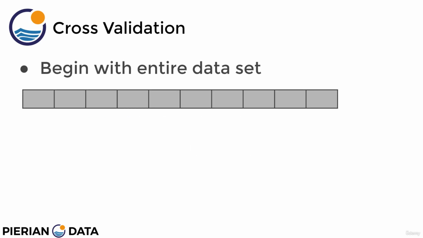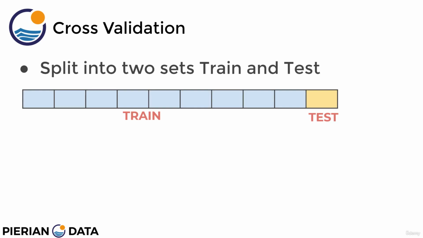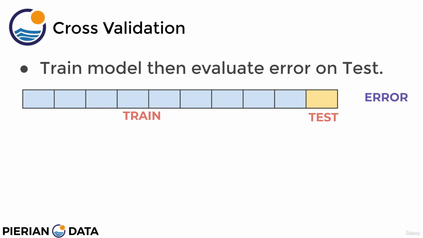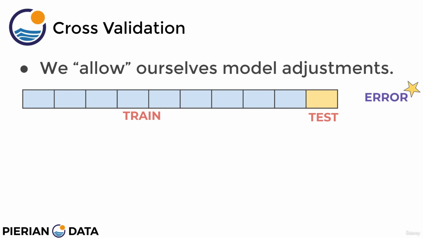Recall, for a train test split, you begin with the entire data set. You choose some percentage to be test and some percentage to be trained. Typically, it's going to be a 70% training set, 30% test set, or somewhere around there. And then what you do is you train the model on the training set and then evaluate the error on the test set. And then what we allow ourselves to do for the classic train test split is do model adjustments, such as adjusting a hyperparameter based off the error from the test set. So keep in mind, we're fitting the model to the training set and then evaluating the test set, and we do allow ourselves to adjust hyperparameters based off the error or performance from the test set.